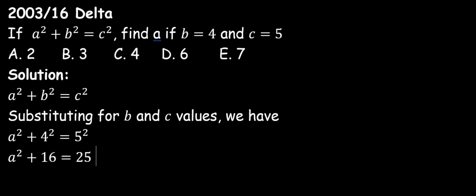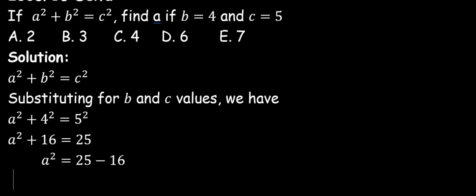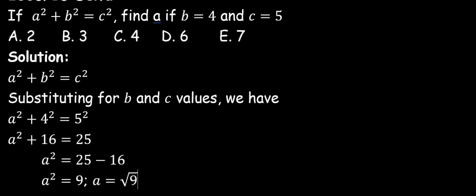Collecting like terms together, making A square the subject formula, we have A square will be equals to 25 minus 16. We have just collected like terms together, or we made A square the subject of formula. A square will be equals to 9. A will be equals to square root of 9, which is to say A is equals to 3.